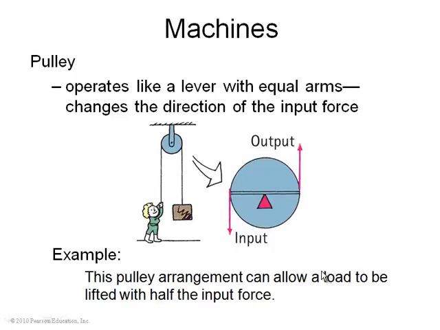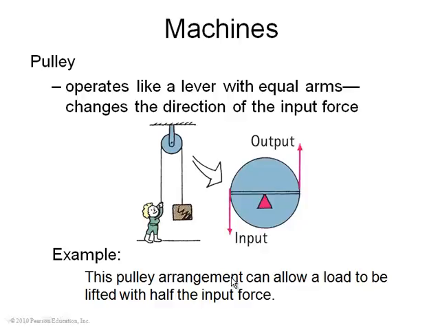Okay, so here's another example of a machine. This machine, the pulley, operates like a lever, except the fulcrum is right here. What the pulley does is it changes the direction of the force. The woman here is pulling down, but then the force on the other side is pulling it up. So this particular pulley, this class 1 pulley, just changes the direction of the force.